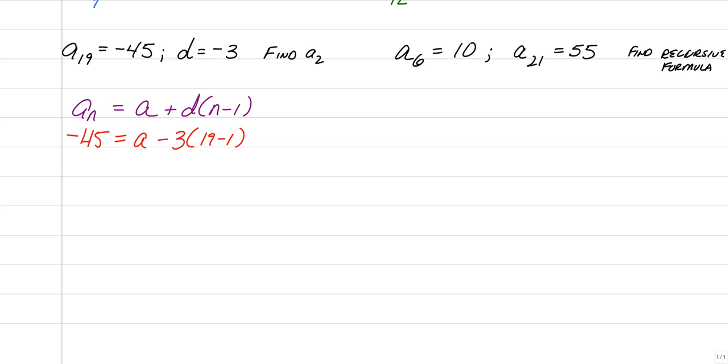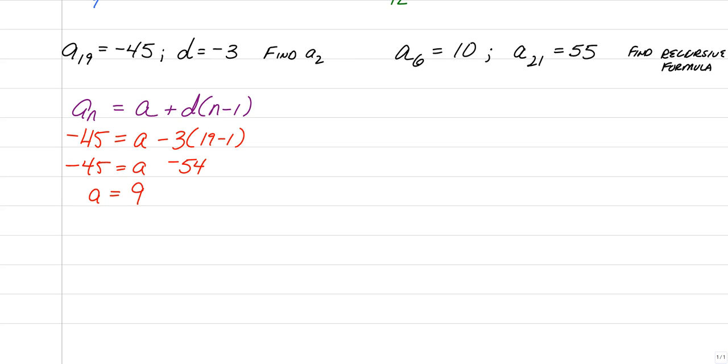We did that so we can use it to find the first term. So now we're just going to distribute, or actually just multiply. So 18 times a negative 3 is going to give us a negative 54. So we have negative 45 is equal to a minus 54. So a is equal to 9 after we add 54 to both sides. So now we have our first term.